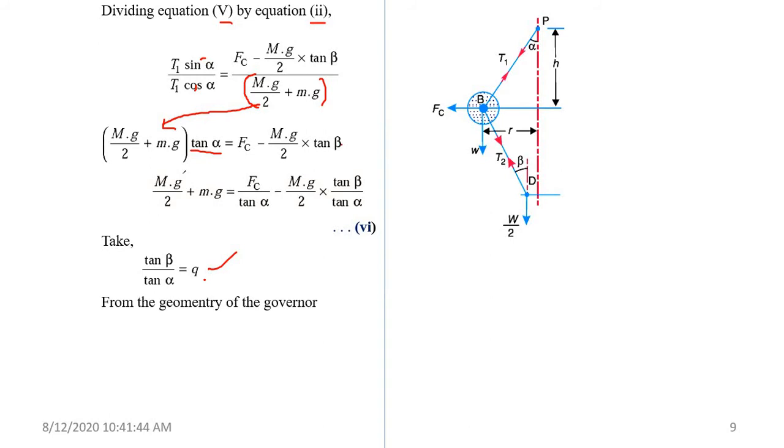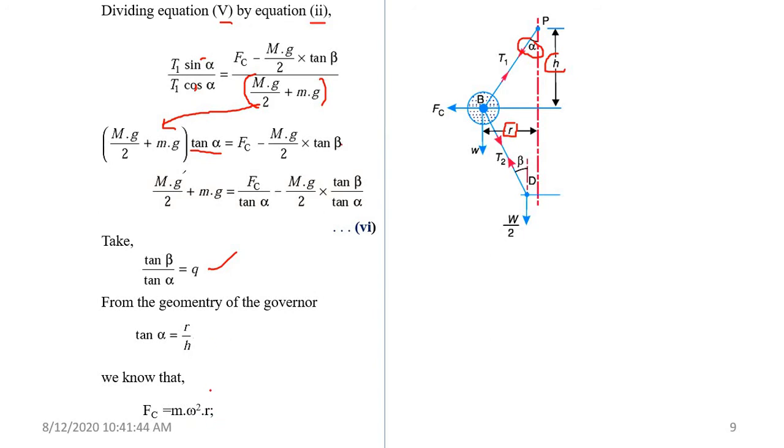Similarly, from the geometry of the governor, here it is tan alpha, here it is alpha. Tan alpha means opposite side R divided by adjacent side H. So, tan alpha is equal to R by H. We know that Fc is equal to m omega squared R.